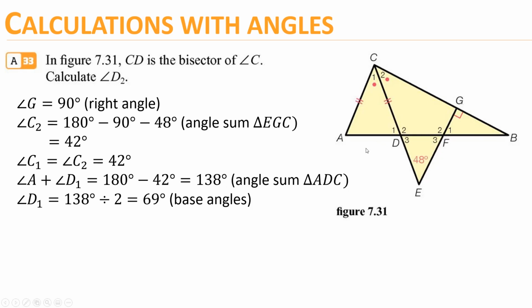And if I know that D1 is 69 degrees, then D2 will be 180 minus 69, which is 111. Is that right? 69, 70, yes, it will be 111 degrees because D1 and D2 together are a straight angle. And that's our answer.